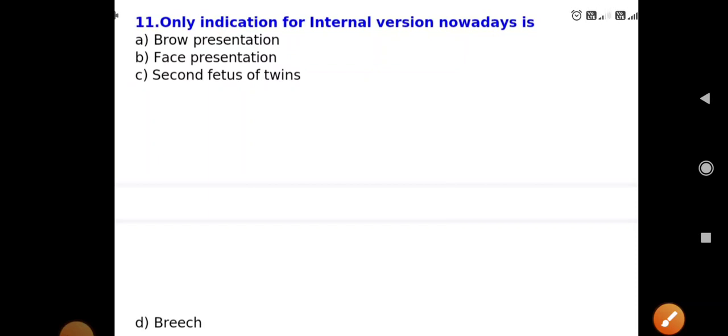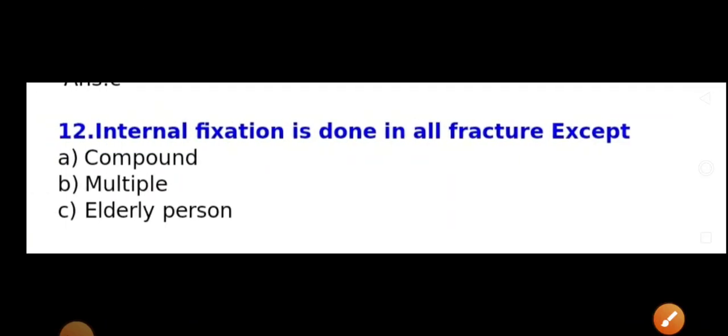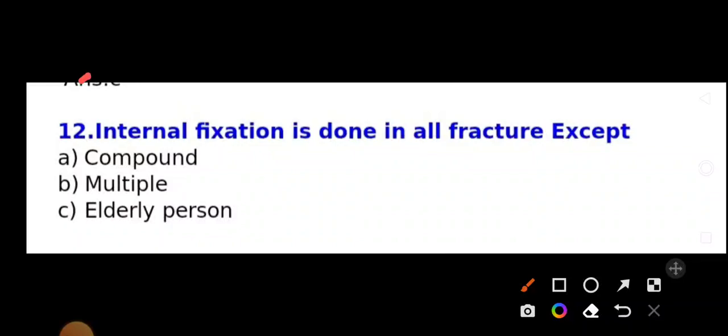Now, the only indication for internal version nowadays is brow presentation, face presentation, second fetus of twins, or breech. Very simple answer, one liner answer. This is second fetus of twin. Okay. Now, internal fixation is done in all fractures except compound, multiple, elderly person. So internal fixation we are not going to perform in which case of fracture? That is compound fracture. Okay.